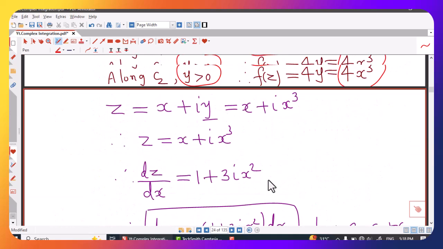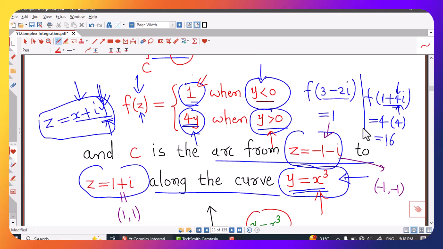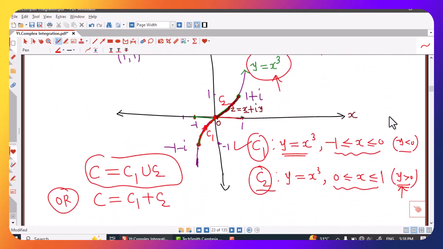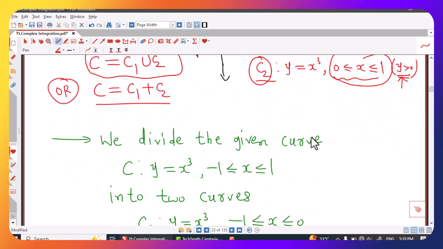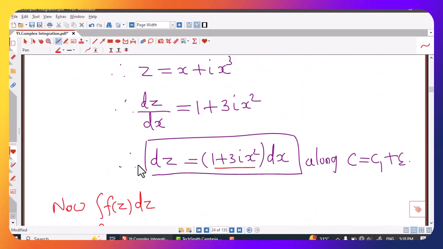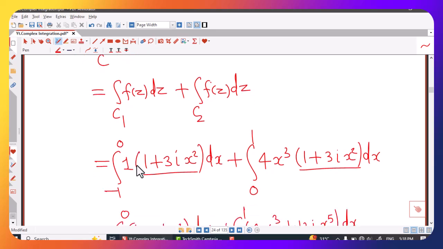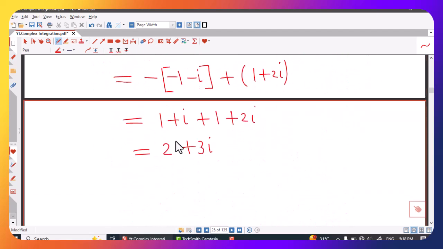So this is a very nice question in which we have a function which is different in different parts of the same curve, and therefore we have divided our curve into two different parts, and we find the values of x in different parts, and we also put the appropriate value of f of z along both the parts, and using our method for evaluation of contour integrals we are able to convert this f of z dz in terms of the single variable x, and we have obtained the value as 2 plus 3i.